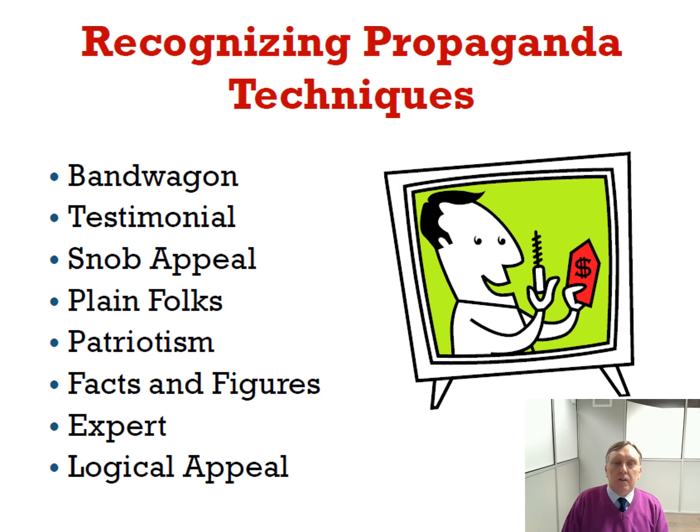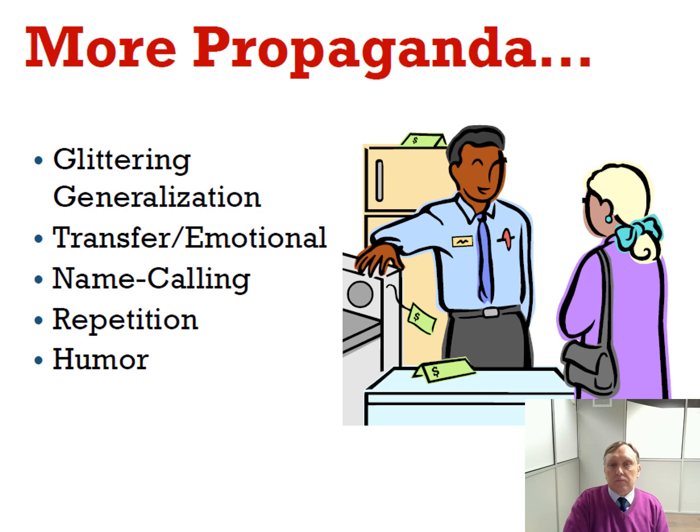These are the more conventional ones that have proven to have worked, and this is obviously why we use them. So we have a variety of those: bandwagon, testimonial, snob appeal, plain folks appeal, which is the opposite, patriotism, using facts and figures, the use of experts, and logic. We're going to go through each one of those to explain how we would use them to change people's behavior when we're offering a promotion. There's a couple of others that are maybe the lesser known ones, which we'll also go over: the glittering generalization, transfer, emotional, name calling, reputation, and humor, and we'll briefly look through some of those.